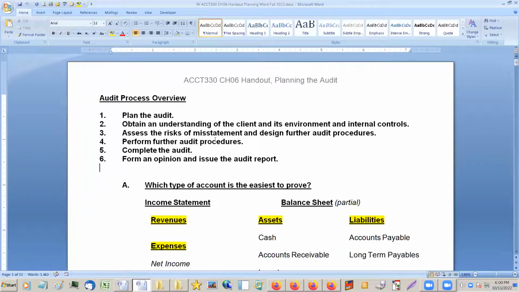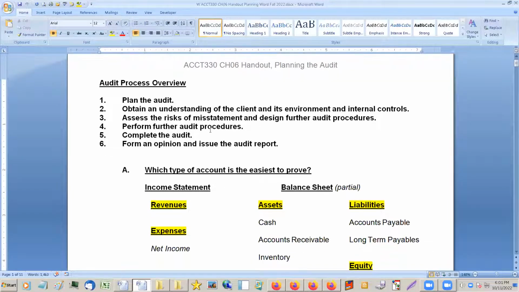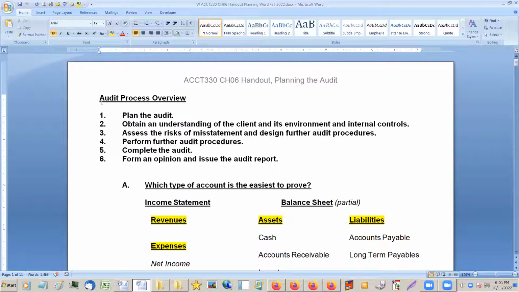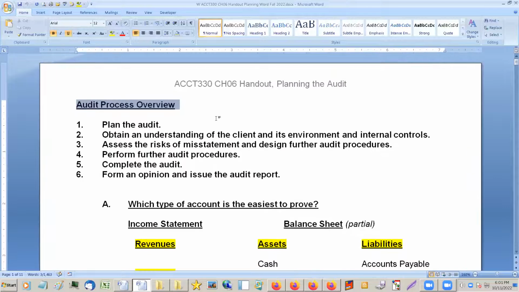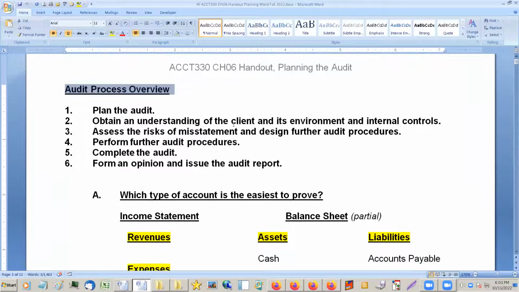Looks like this. Okay, so this is kind of the audit process overview. Well, I should ask, is there anyone that doesn't have the chapter 6 handout? Okay. So this is going to be chapter 6 right here. Planning the audit.